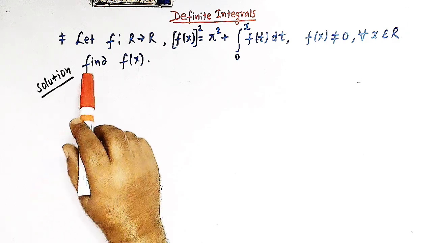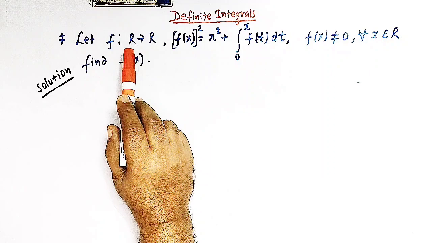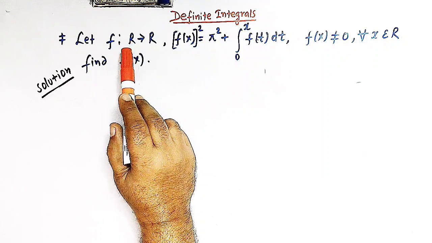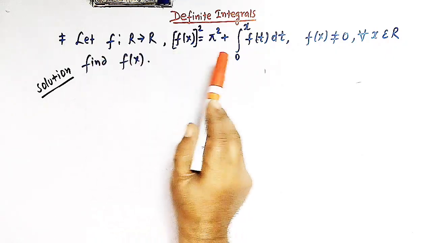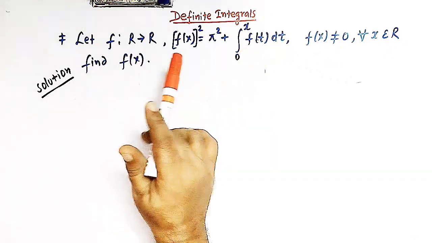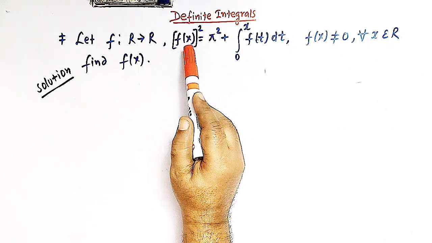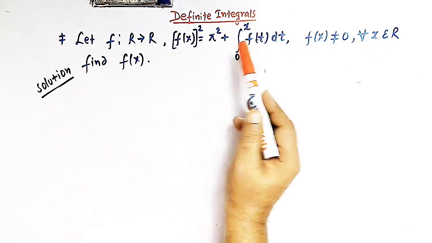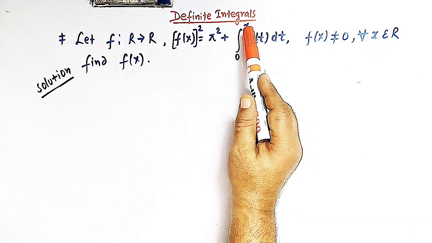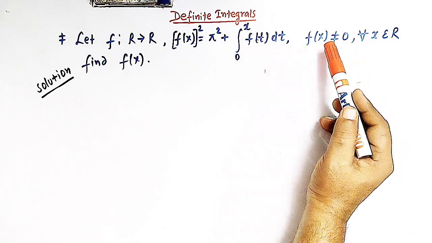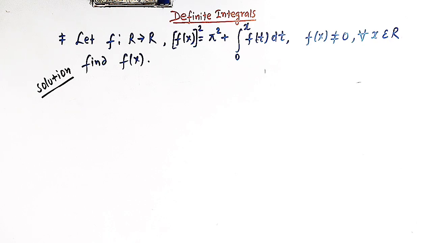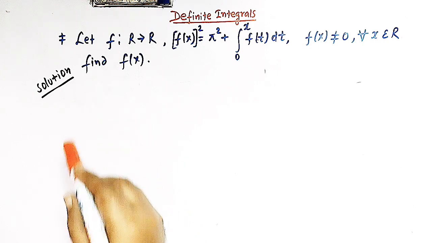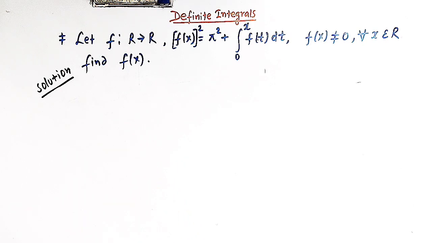So here we are given a function f which is from the set of real numbers to the set of real numbers, and the function f of x is defined by this equation, that is square of f of x is equal to pi square plus the integral from 0 to x f of t dt, and f of x is not equal to 0 for all x belonging to the set of real numbers. And we have to find out the value of f of x, right?